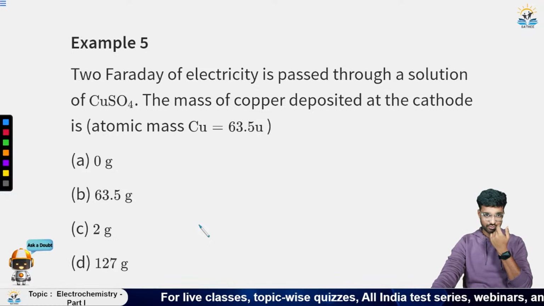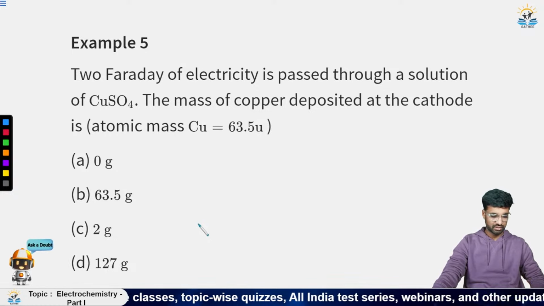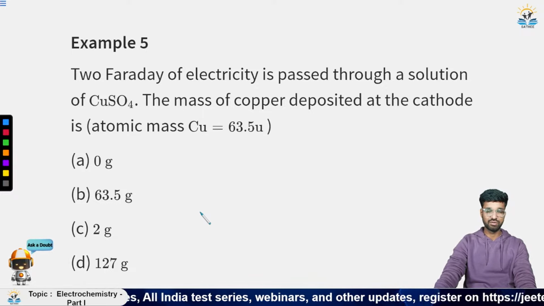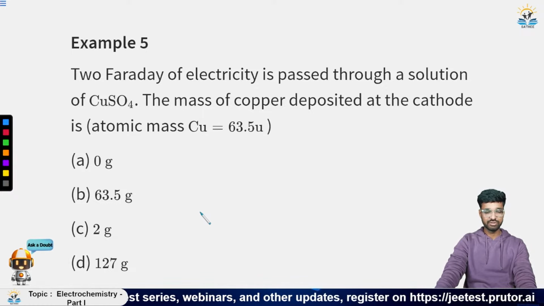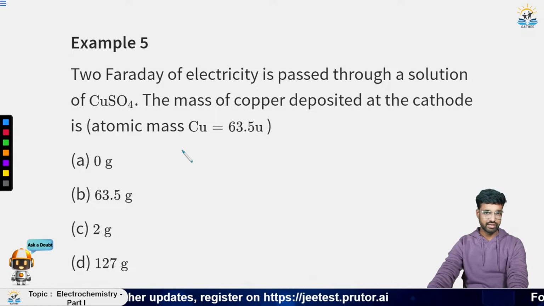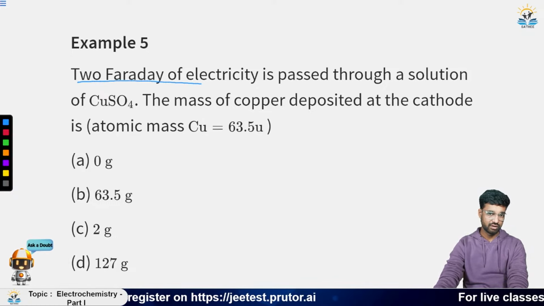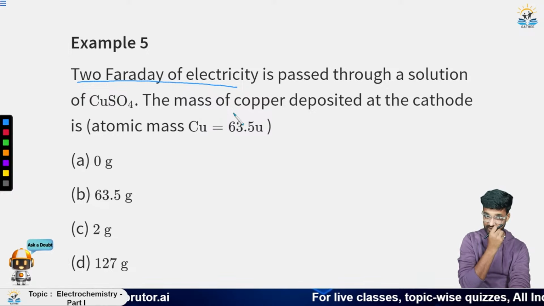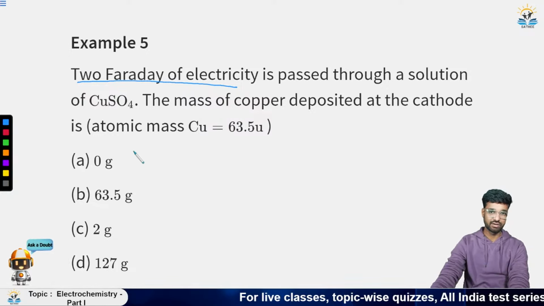Now let us see our last question that I will solve. From the next question, you will solve all of those. I will just give you a hint about each of those questions one by one, and then you will solve them on your own. It says that 2 Faraday of electricity is passed through a solution of CuSO4. What is the mass of the copper deposited at the cathode?